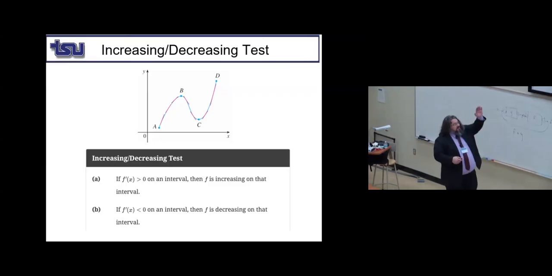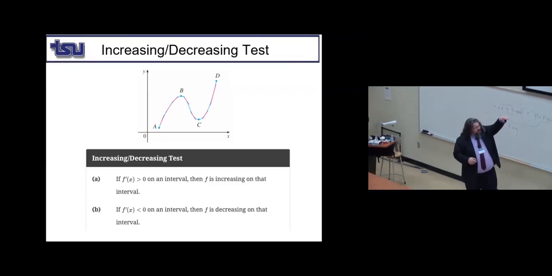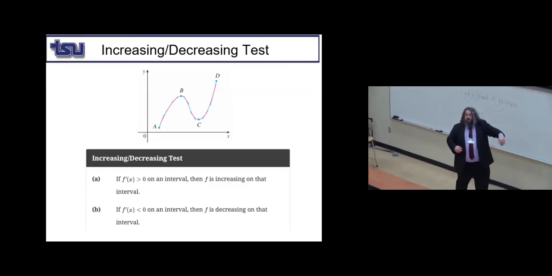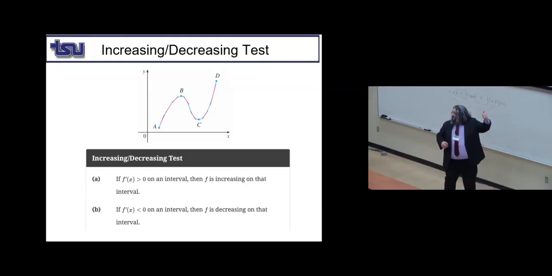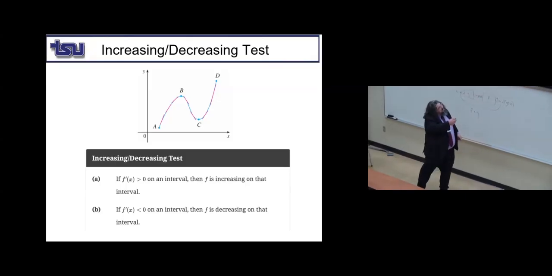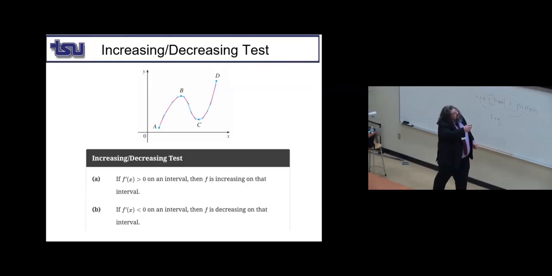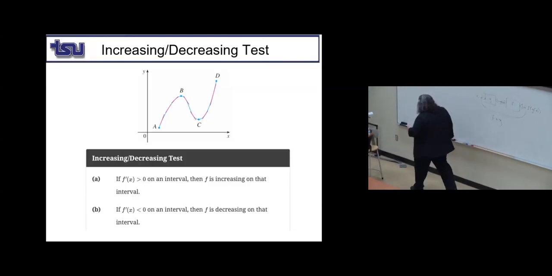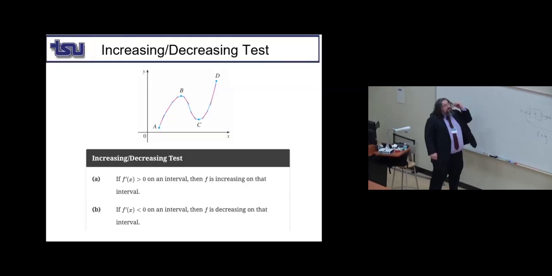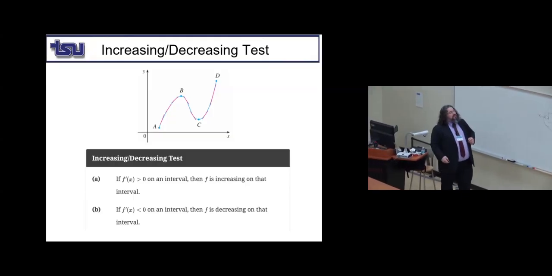Well, if a function increases and then has a horizontal tangent line and then decreases, you must have had a maximum there. Similarly, if a function decreases, has a 0 tangent line, and then increases, you had a minimum right there. This is sometimes known as the first derivative test or the increasing-decreasing test.